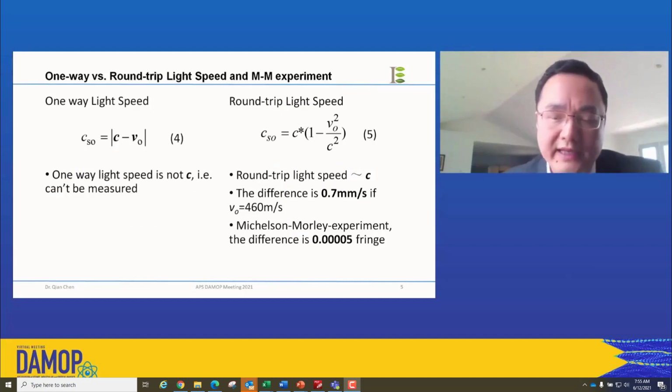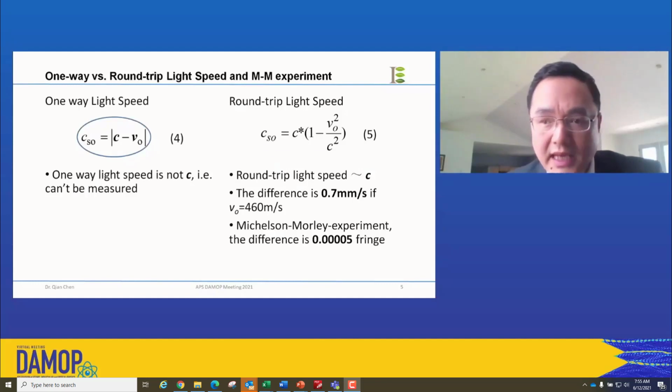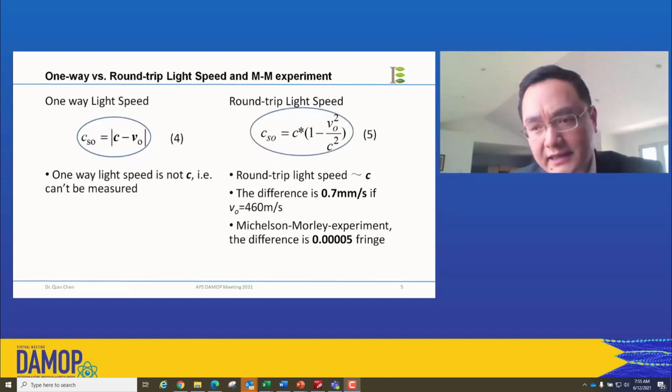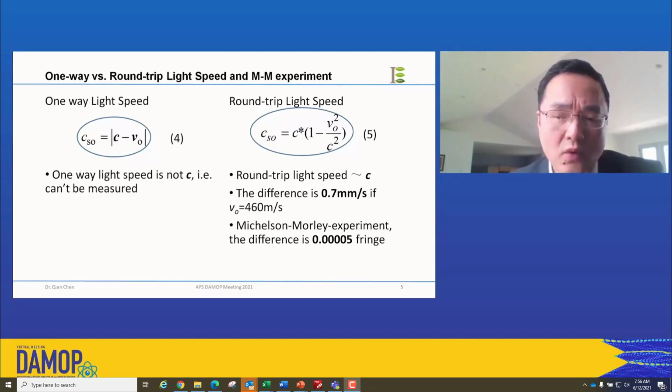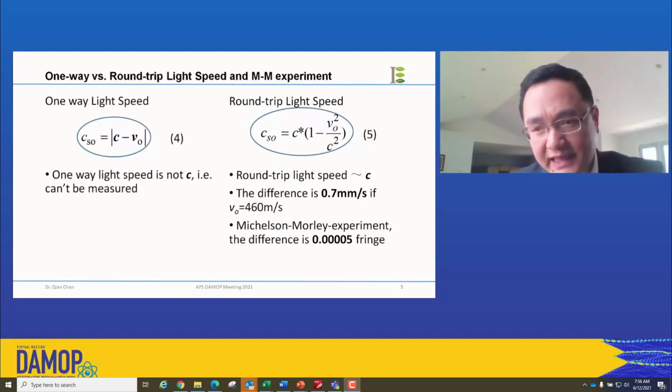Now we can explain why we cannot measure the one-way light speed: because it's c minus Vo, it's not c. For the round-trip light speed, it's almost c. If Vo is equal to the Earth's rotation speed, the difference is so small. That is why the MM experiment cannot detect the difference.